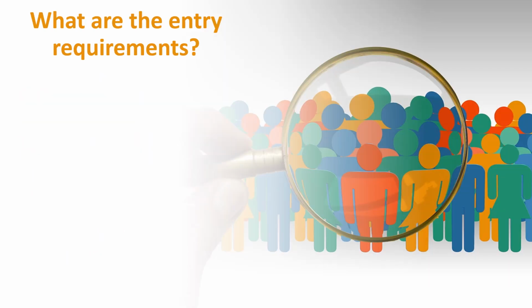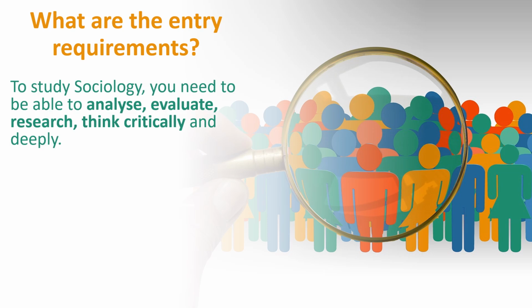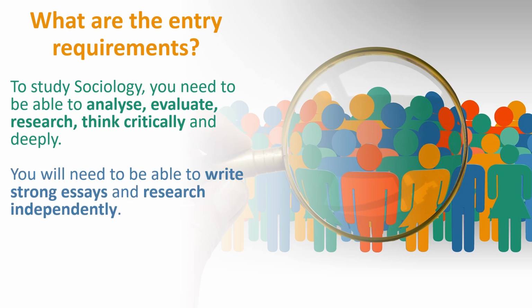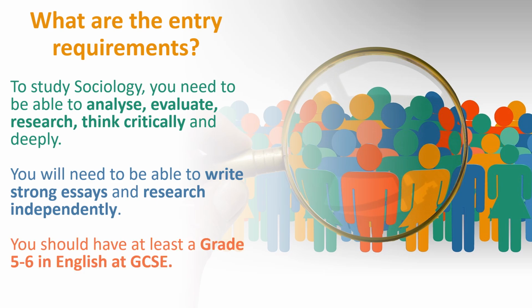So if you're thinking that this is a bit of you, but you just want to know about the entry requirements, what you need to know is that you should be able to analyse, evaluate, research, and really importantly, think. Think critically and think deeply. You will need to be able to write strong essays and be keen to research independently with our support, of course, but research is a big element of being a sociologist. You do need to have at least a grade 5 to 6 in English at GCSE. So if you are thinking that you would like to do A-level sociology, that English grade is super important because we need to be able to see that you can construct critical arguments in your writing.